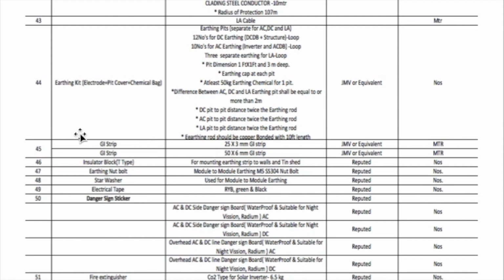Next is the protection system. As we have already discussed, protection system has lightning arrestor. The specification is basically given here along with the make, the earthing kit, the GI strip for the connection, insulator block through which the GI strip will go. Even we need to consider washer, nut, bolts.